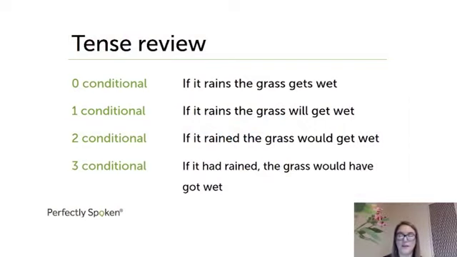Okay, let's have a look then. So a zero conditional. If it rains, the grass gets wet. First conditional. If it rains, the grass will get wet. Second conditional. If it rained, the grass would get wet. And finally, third conditional. If it had rained, the grass would have got wet. How did you do with those? Maybe slightly trickier, some of those ones, easier to confuse.